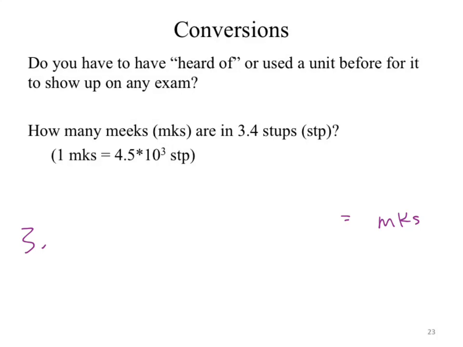3.4 stops. All I'm trying to do is get those units to equal each other. STPs need to cancel. I need meeks on top. Do I have a conversion factor between stops and meeks? Yeah, that information is given to me either in the question or, where else could it be found on your exam?